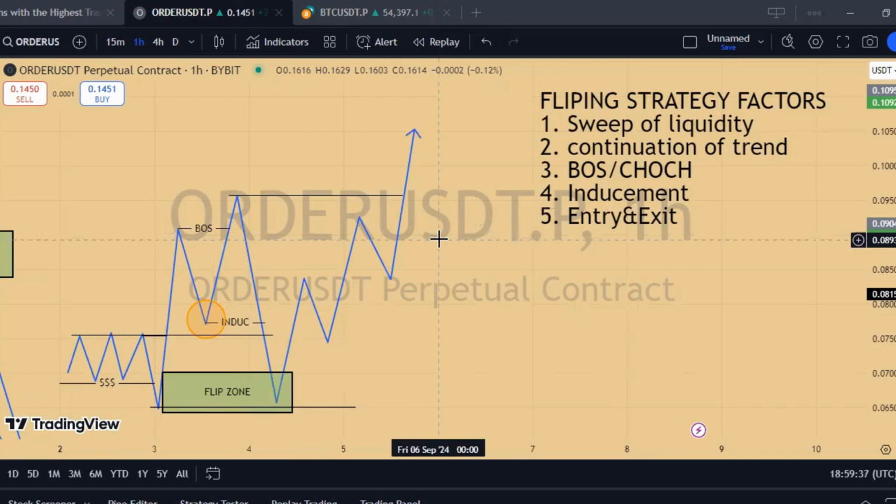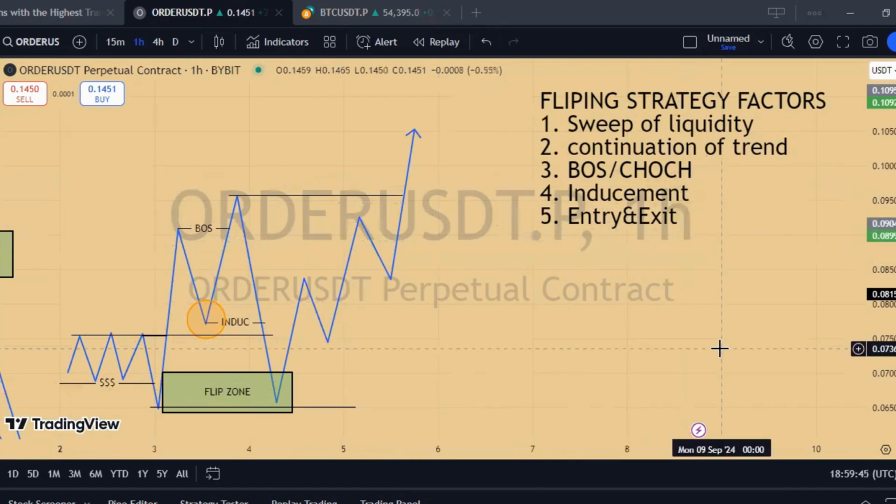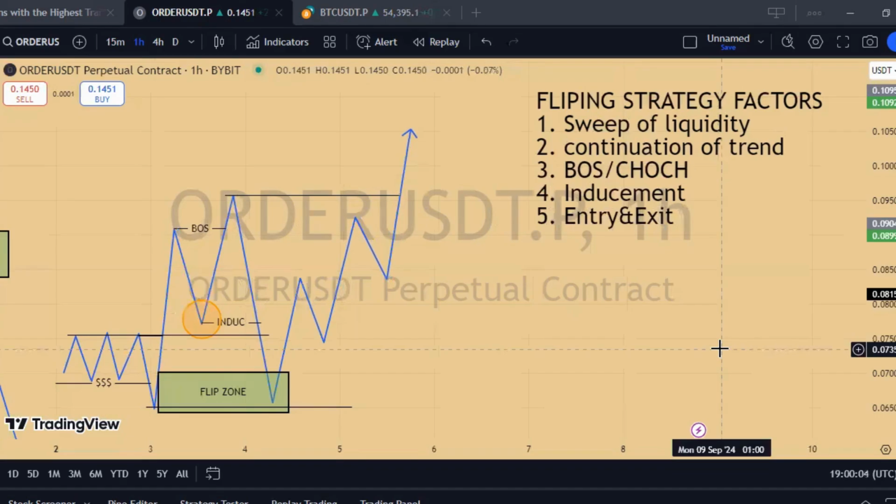All it requires from you is just your patience and the right strategy, which are sweep of liquidity, continuation of trade, break of structure or change of character, inducement, entry, and exit. That's just it. And while using my strategy, make sure that you are using risk money management. It is very, very important. You can't throw it away. Risk money management is very, very important for you to be a profitable trader. You have to manage your risks very well.